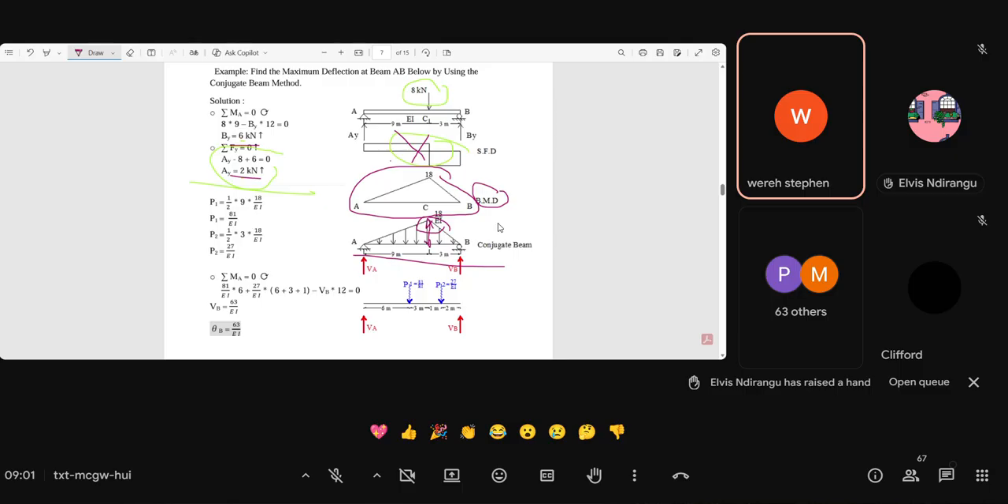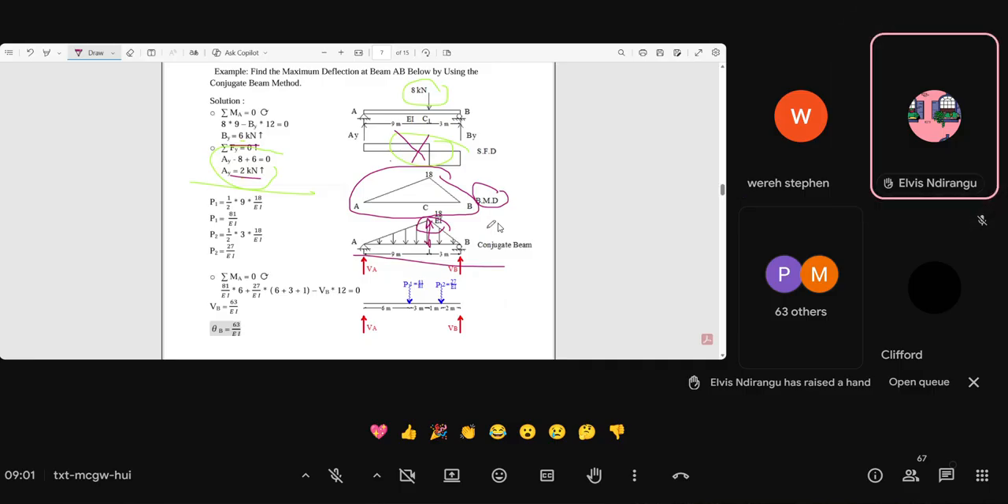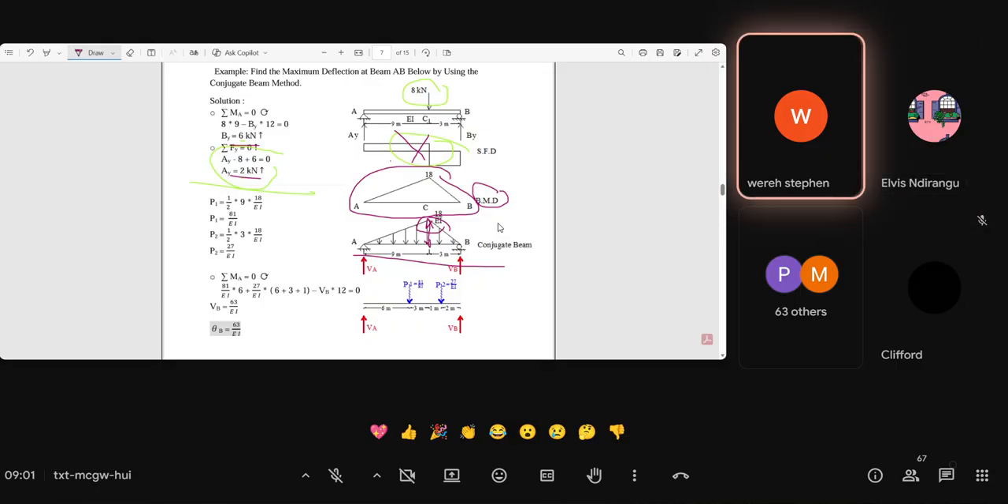Yes, Elvis? In this question over here, we can say that we have a loading of 8 kilonewtons here. But then after the triangle has been drawn, we are using 18. So how does that come about? Can somebody answer that question? I believe there is one person who has heard what I've said. Can somebody try? Where is 18 coming from?